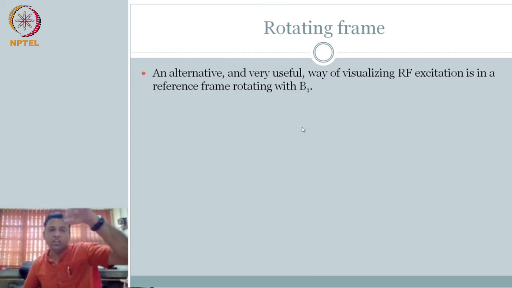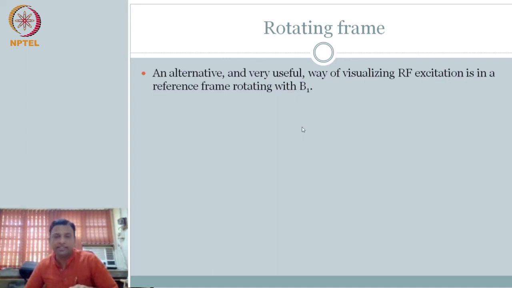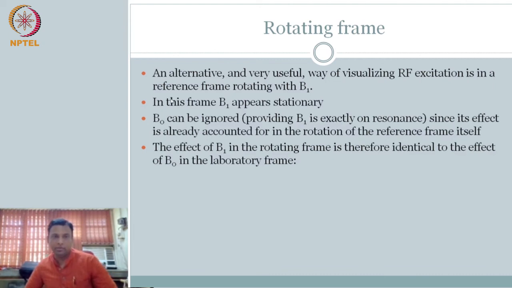If you are going to sit on the reference frame, or in this case, the rotating magnetic field that you are going to apply, then you are moving with the magnetization vector. So in this frame, B1 appears stationary. B0 can be ignored because B1 is already at the same Larmor frequency. So that effect is not an issue. The effect of B1 is therefore identical to the effect of whatever we covered just now. If you sit on it, that will be the effect that you will see.